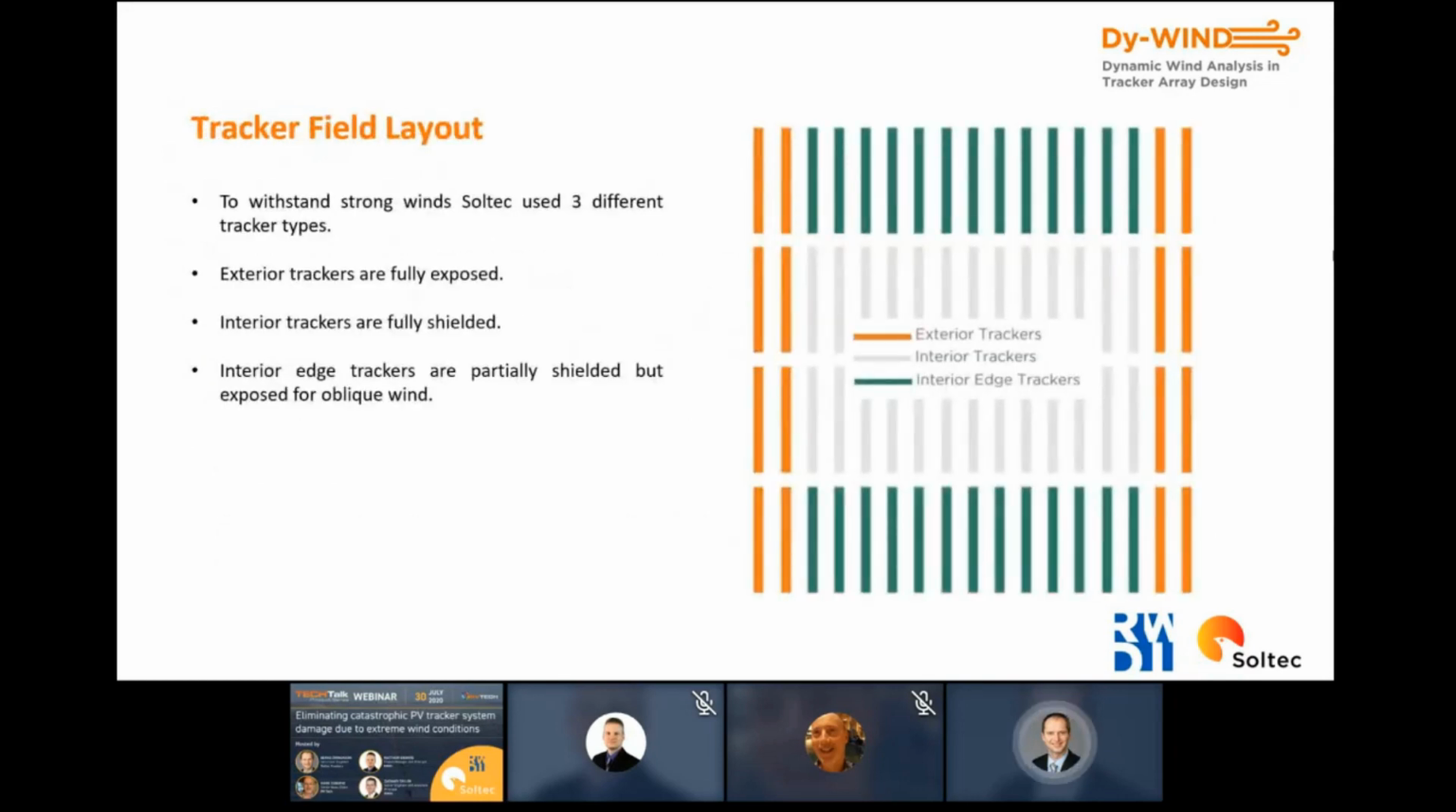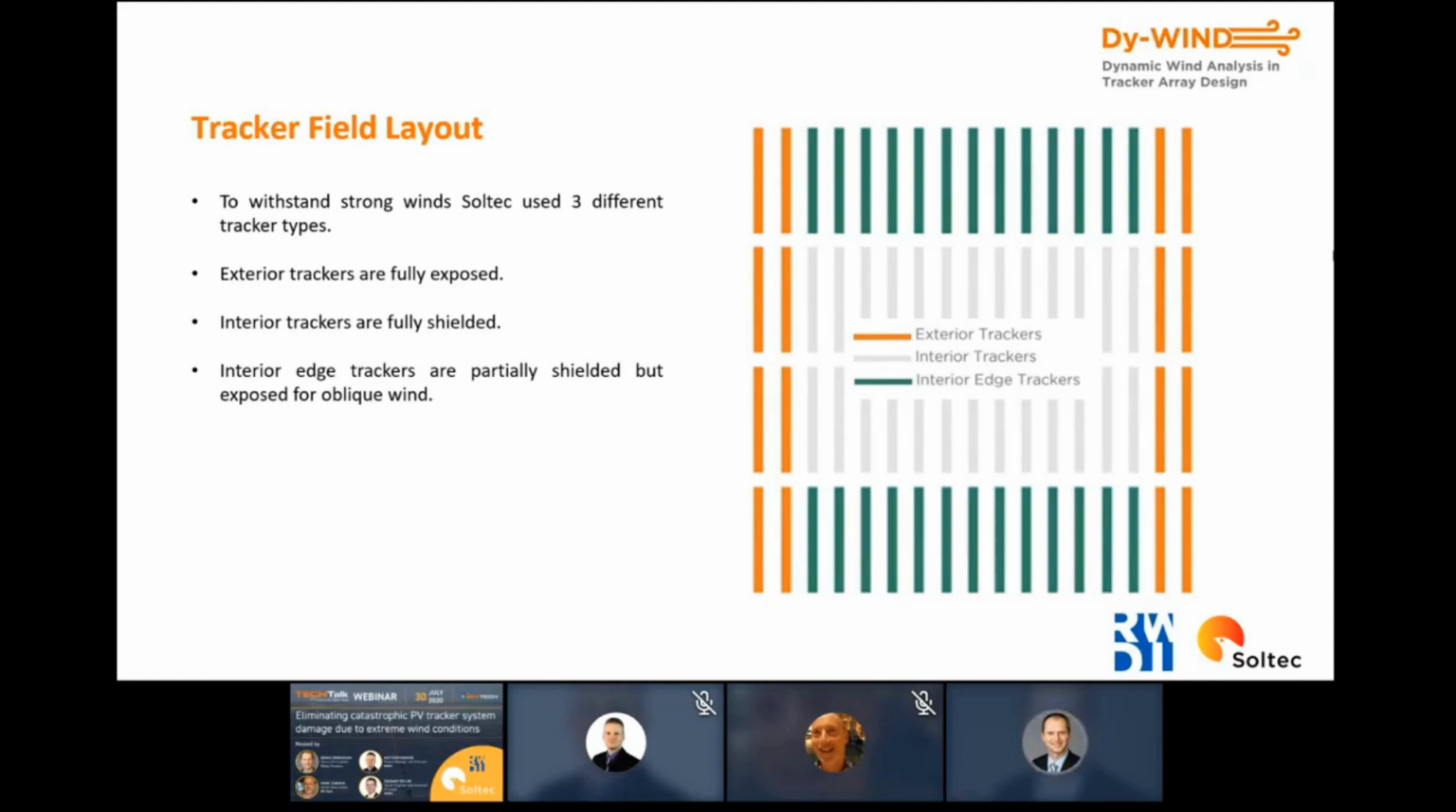Soltech's tracker field is based on typically 3 different tracker types. You can see the example layout on the right side. The interior tracker has a big share in the field and is usually very competitive. The exterior tracker and the edge trackers are stronger, and they protect the interior tracker, especially when the tracker field is positioned in high tilt angles.